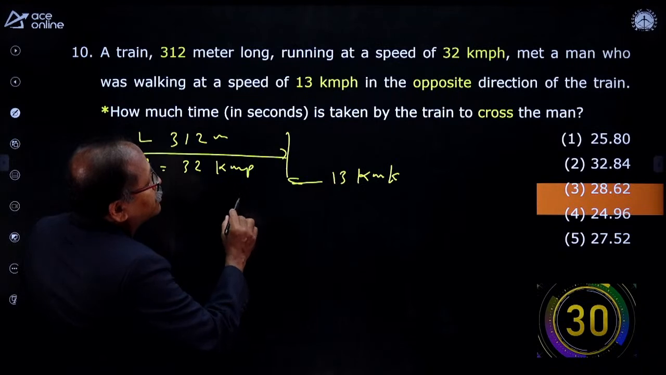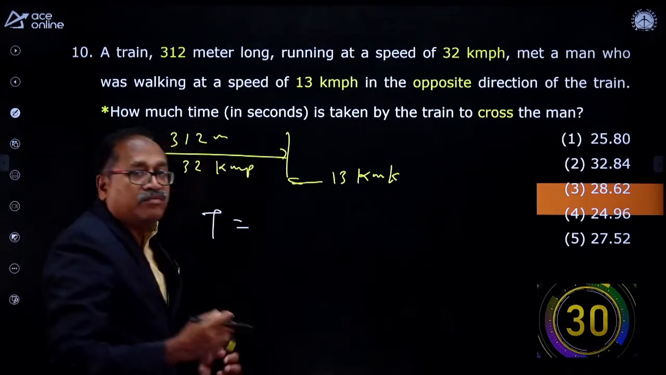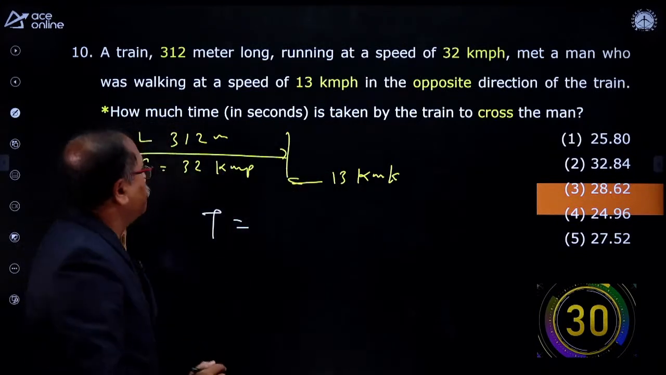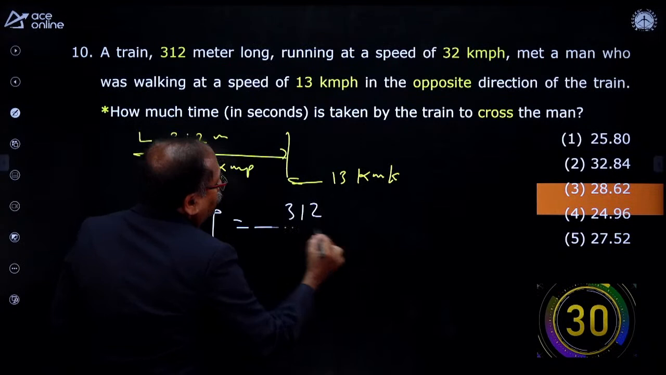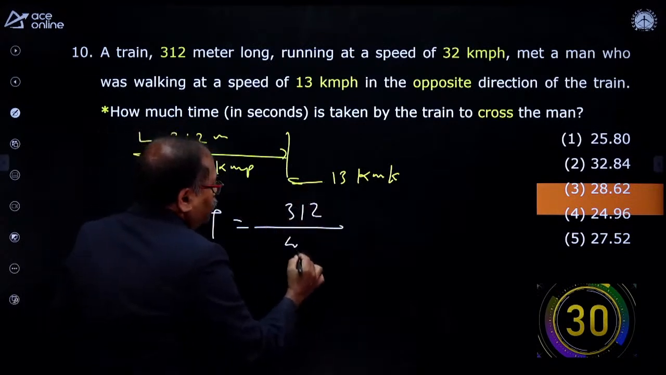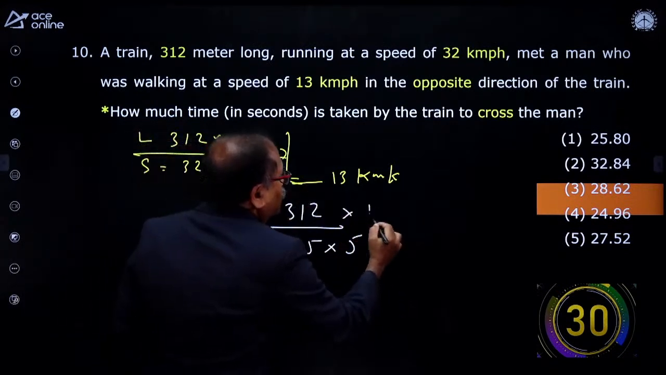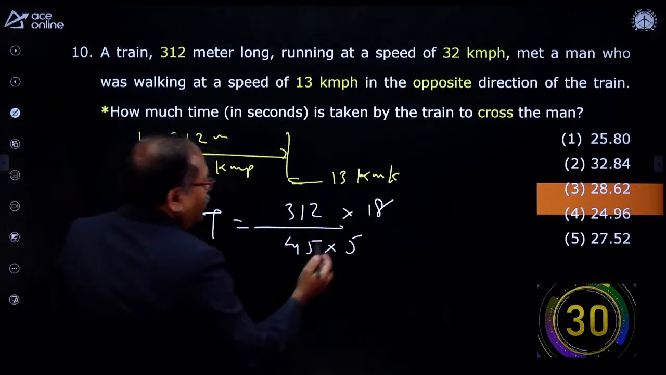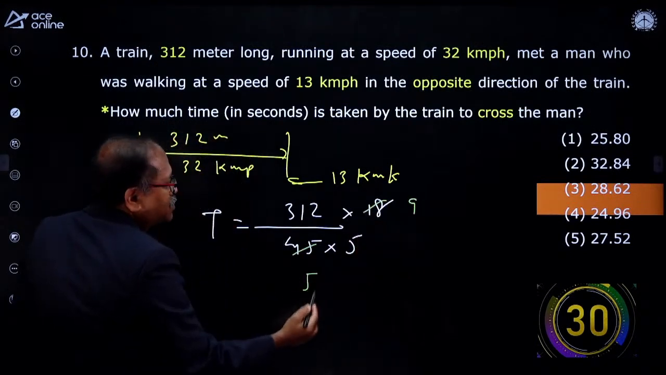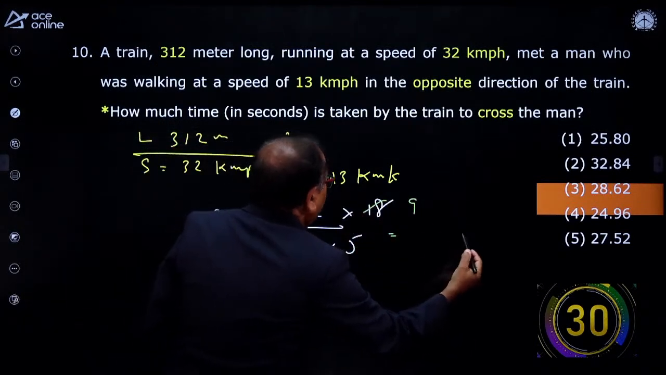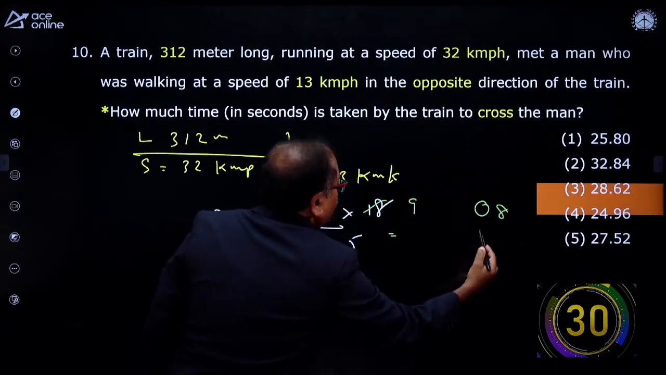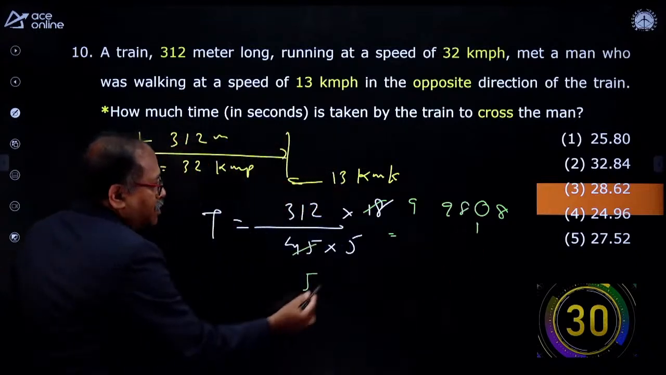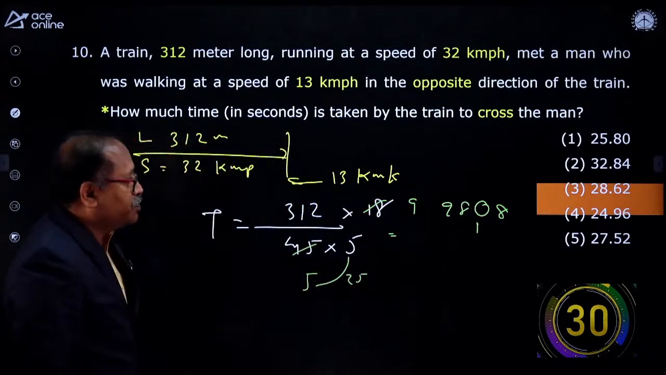So the time is nothing but distance divided by speed, because it is a train crossing a man. So the distance is the length of the train, which is 312, divided by 45 into 5 by 18. The rest part you know better than me. Okay, let's work out over here. 9 times 5 is 25, and 12, 9s are 108, carry 1, and 9 3s are 27, and 28. When I divide this by 25, then what should be the number?